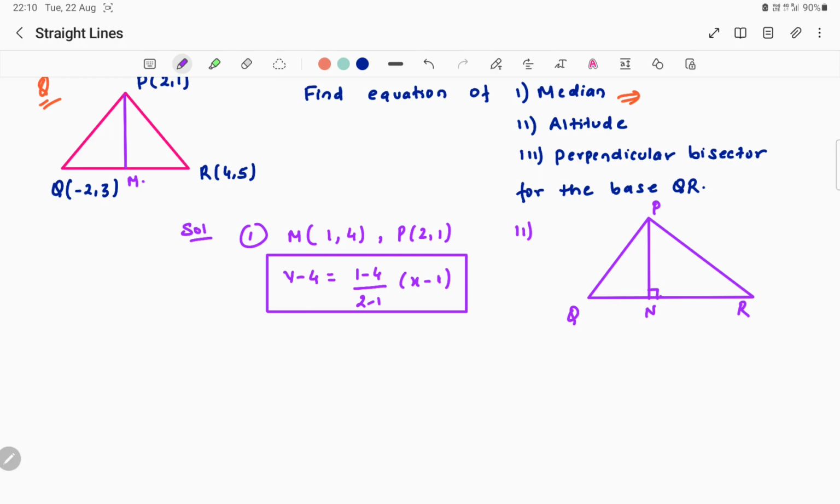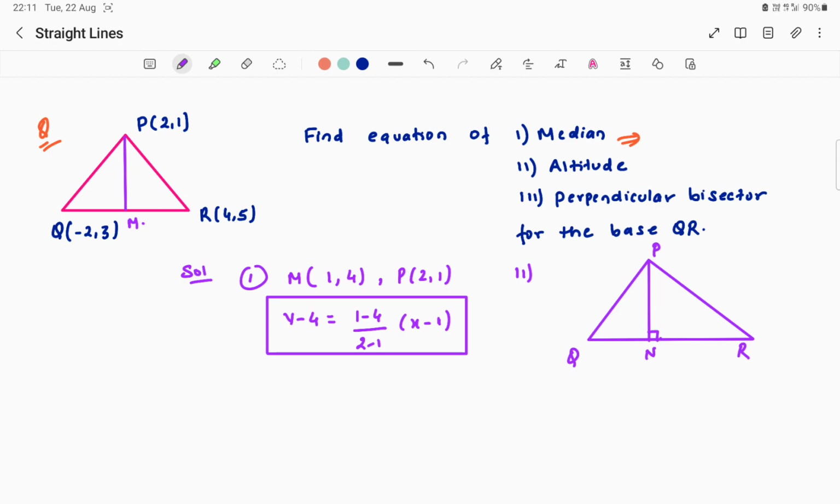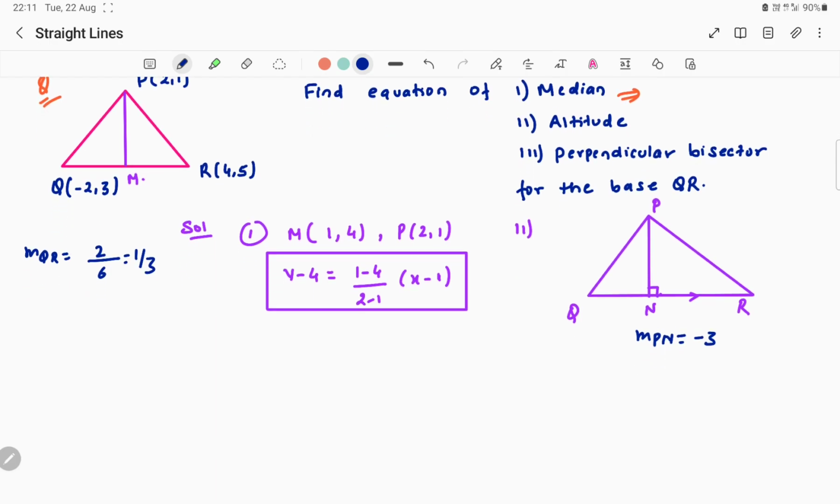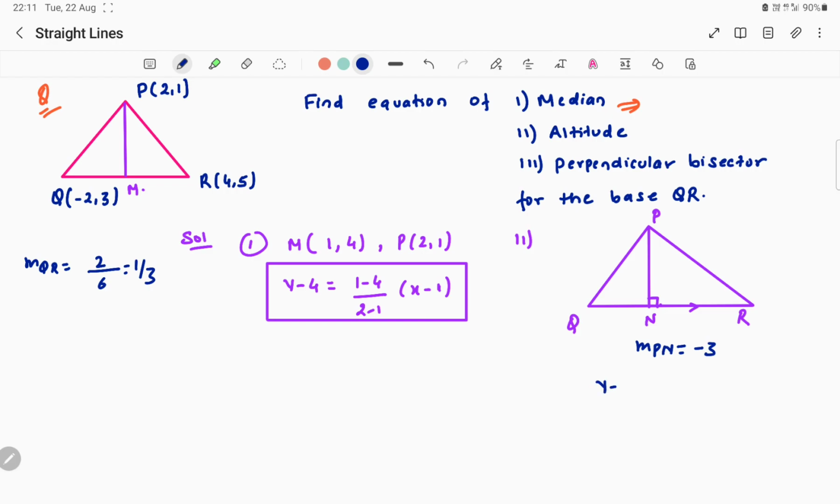So what fact will we use? We will use the fact that PN is perpendicular to QR, isn't it? So think, you know the slope of QR. What is the slope of QR? So we can figure out the slope of QR is how much? (y2 minus y1), so 5 minus 3 is 2, and 4 minus of minus 2 is 6, which is 1 by 3. So the slope of QR is 1 by 3. So what is the slope of PN? They are perpendicular, so it is going to be how much? Minus 3. Okay, sorry. So now the equation of PN, you know the slope and you know a point, isn't it? So you can write y minus 1 is equal to minus 3 into (x minus 2). Simplify this, this is going to be the required equation of the altitude.